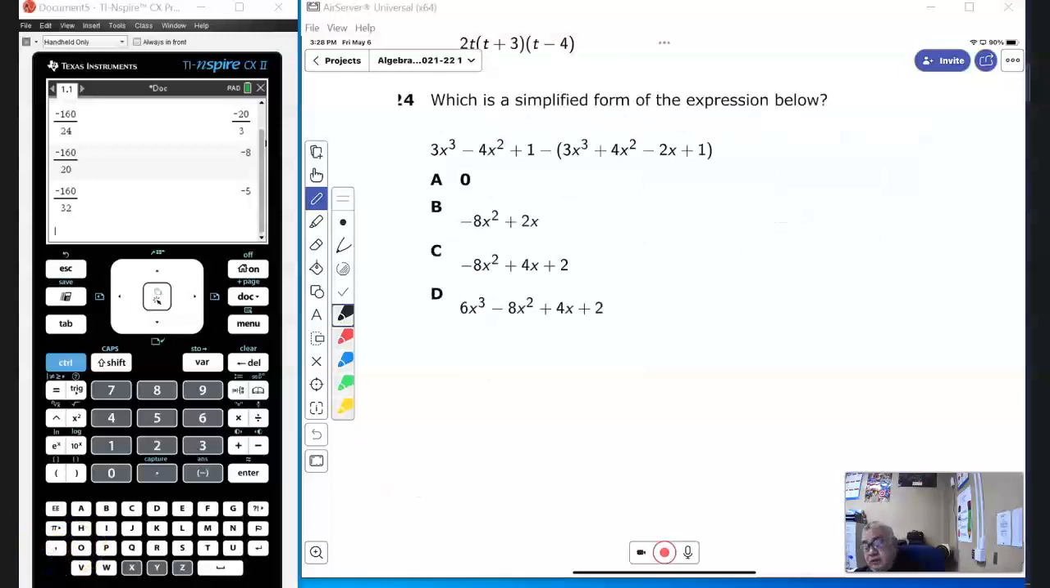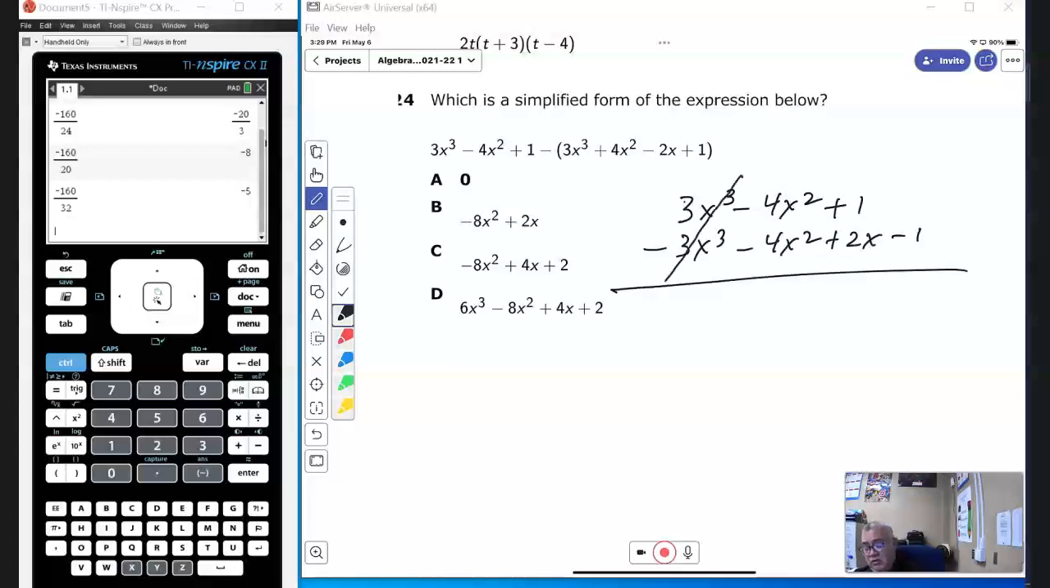24, we're going to simplify. So we have 3x cubed minus 4x squared plus 1. And you want to distribute the negative. I've done this before in class. You can write it vertically. So you have negative 3x cubed minus 4x squared. Sometimes writing it vertically, you're able to see it. Plus 2x minus 1. So that's a 0. This is a 0. So you have negative 8x squared plus 2x. So your answer is B.